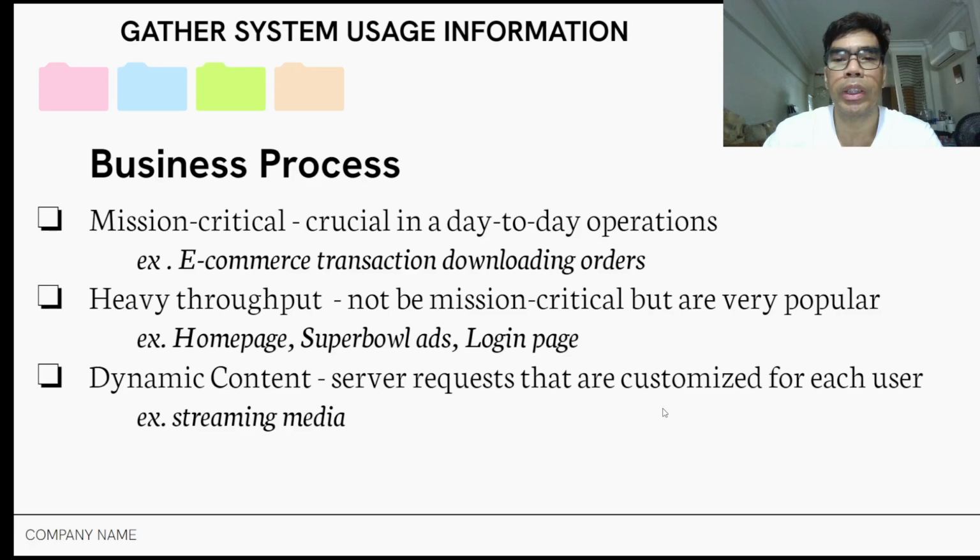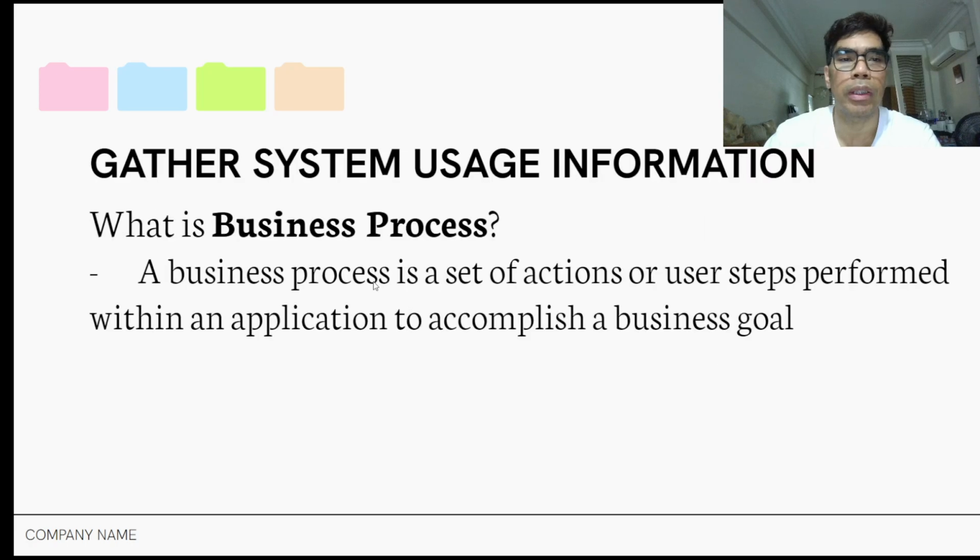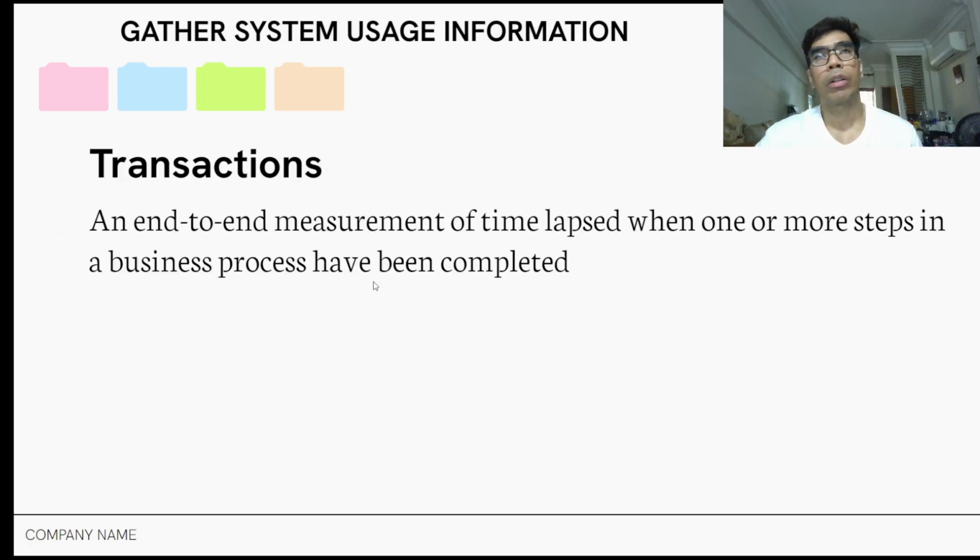So server requests that are customized for each user, like streaming media. So these are the three kinds of business process. Inside the business process, there are transactions. So what are the transactions? An end-to-end measurement of time lapse when one or more steps in a business process have been completed. So like I said, transactions are in between the business processes.